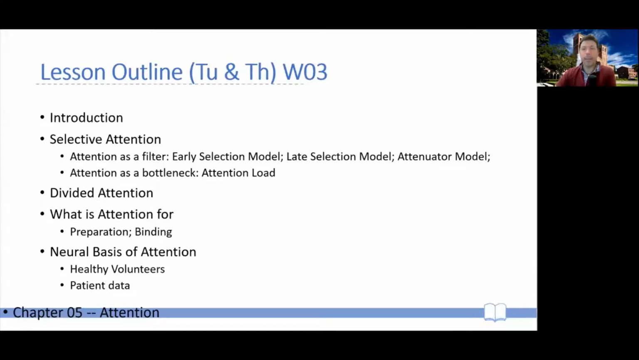Then we will look at one of the two main aspects that we will cover of attention, which is known as selective attention, which is really your ability to look at the world and pick and choose the things you want to attend to and the things that you do not want to attend to. And there are two broad ways of looking at this. One is attention really as a filter, and we will look at three models within this approach. And one is attention more as a bottleneck, and we will look at one particular model within this approach.